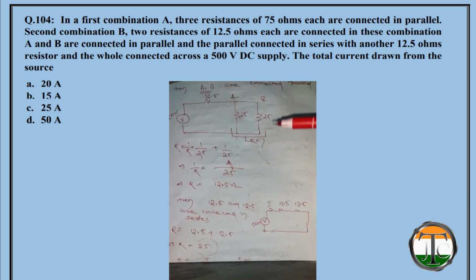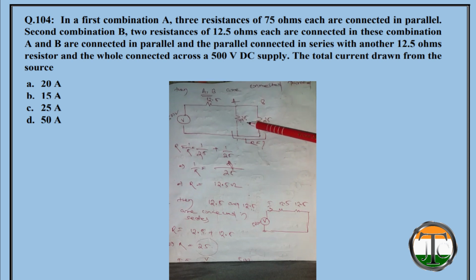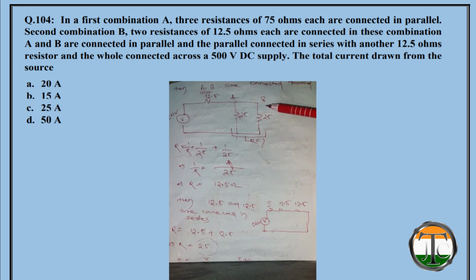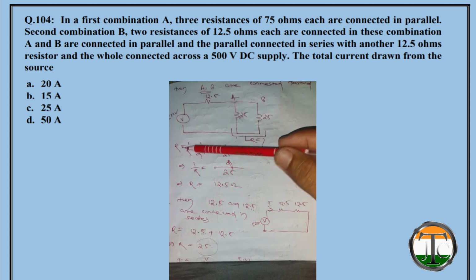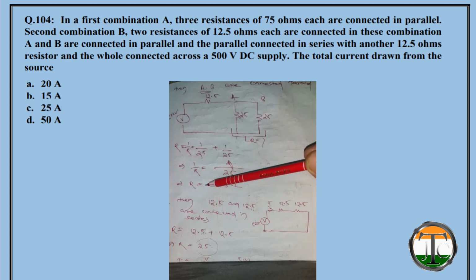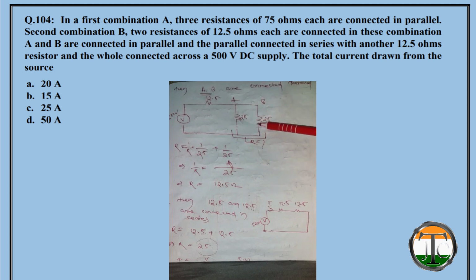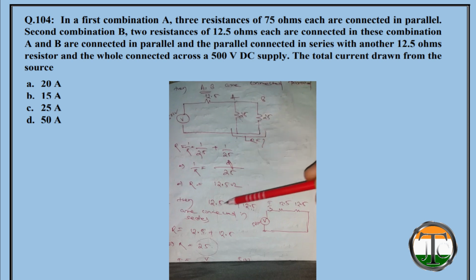So after calculating, this 37.5 ohm network is converted to 25 ohm, and two 12.5 resistances in series are connected, so there is 25 ohm. Then again these A terminal and B terminal are connected in parallel. So what will the total resistance be? R is equal to 1 by 25 plus 1 by 25. After calculation we find 12.5. When we calculate this parallel, the value is 12.5.